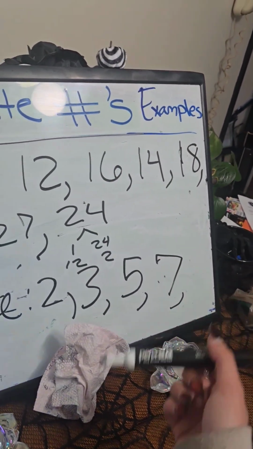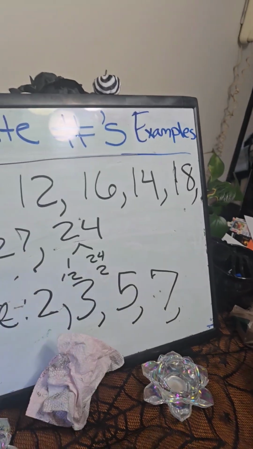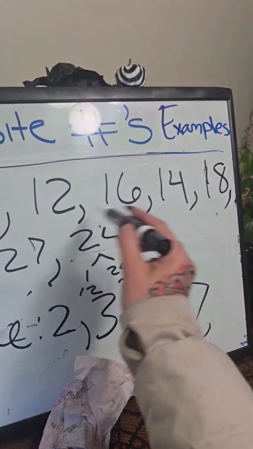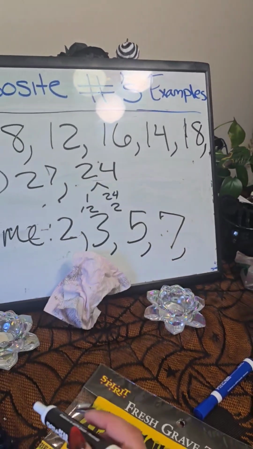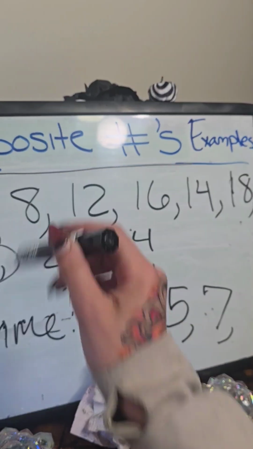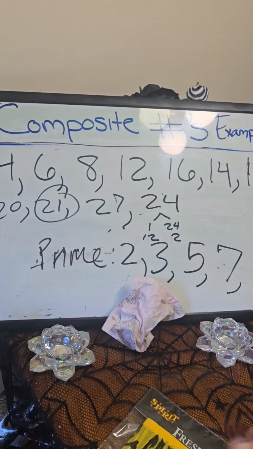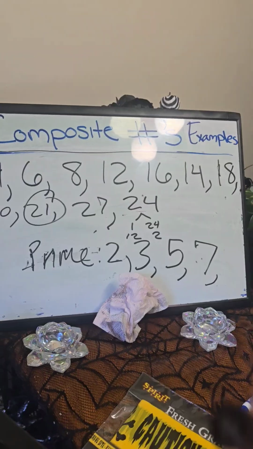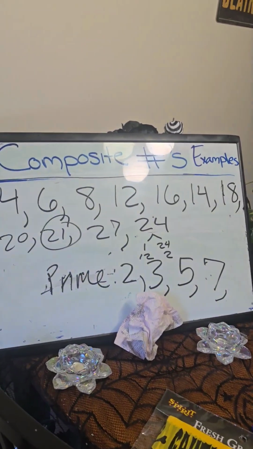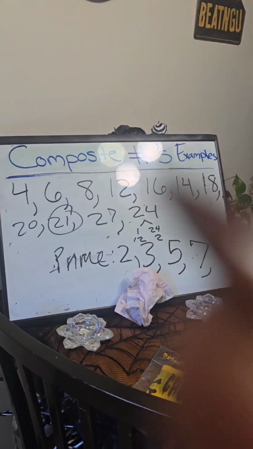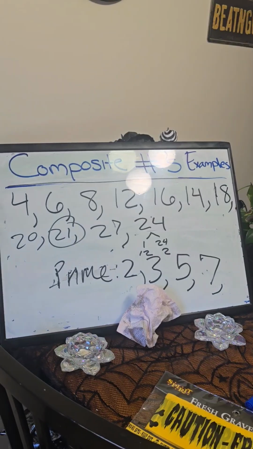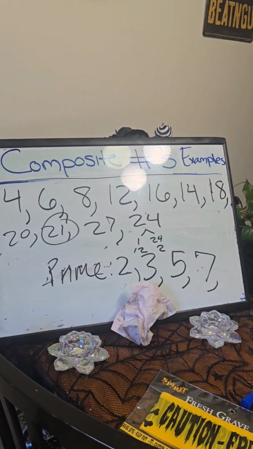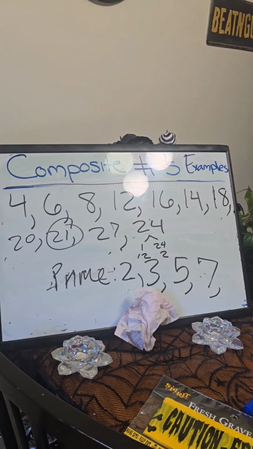You can multiply and divide multiple whole numbers to get the answer 24, which makes it a composite number because of our rules we have to follow, specifically the second rule for our composite numbers. Go back and look if you need to, and feel free to pause the video or rewind it or watch the other videos over again if you must.